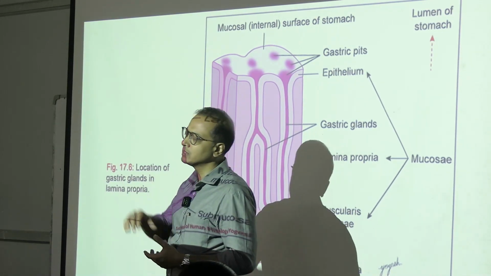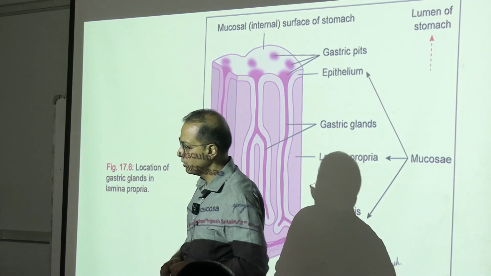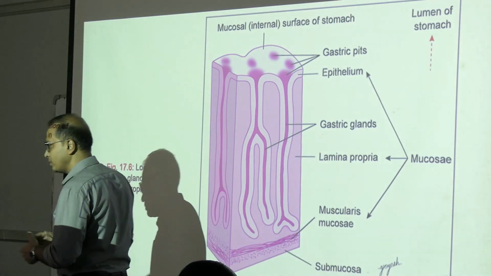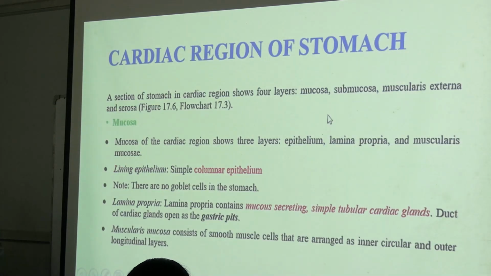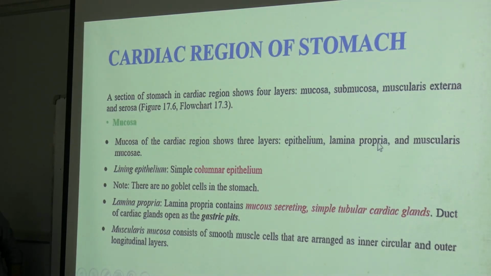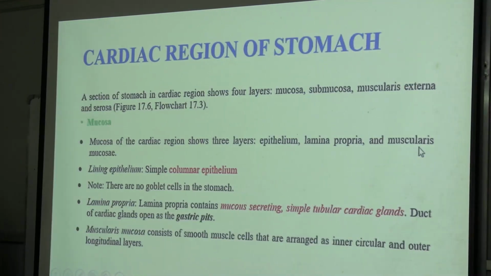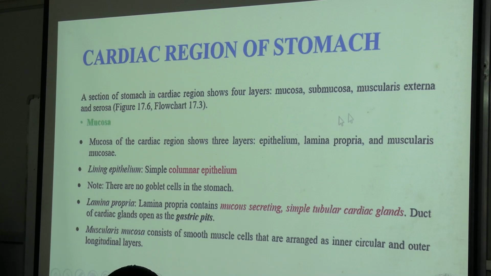Then what is the outermost layer? Serous layer. The serous layer is the same over here, a fibrous covering or coating. Clear? So, this is what we are going to learn, or we already have learned. Take the example of the cardiac region or any section there: it has a mucosa. The mucosa consists of the epithelial cells, lamina propria and muscularis mucosae. The lamina propria is significant here because it holds the glands.